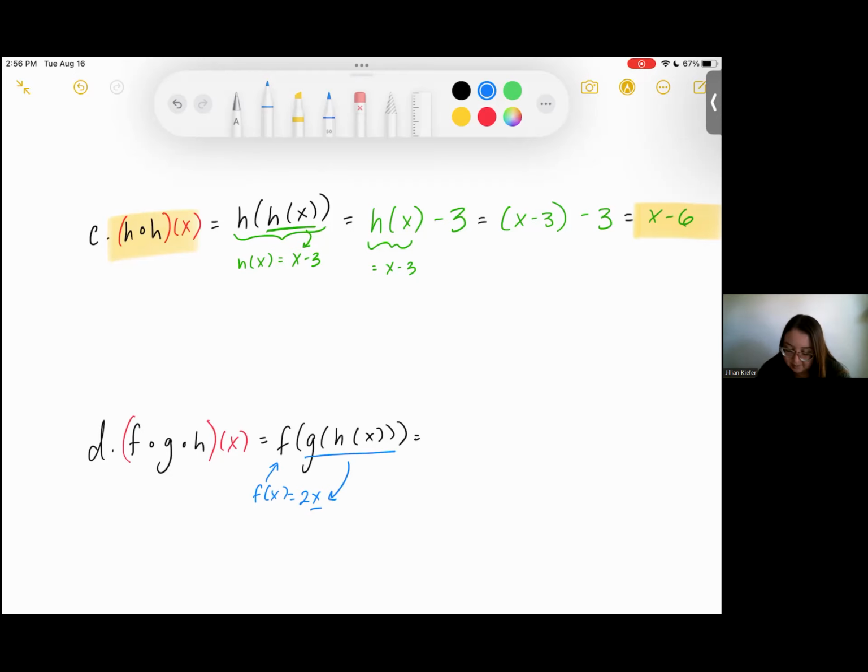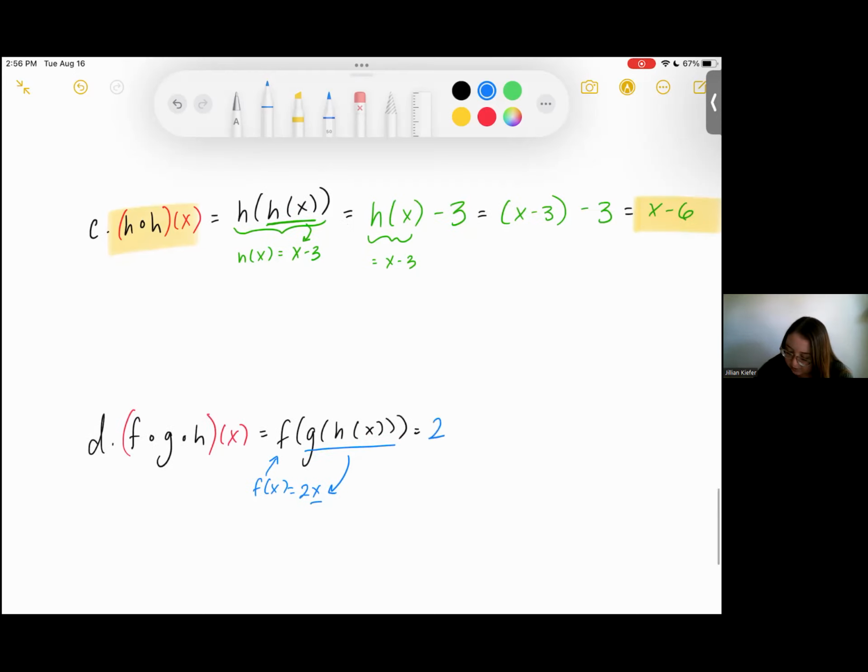So that's what's happening here. So we're going to have 2 times g of h of x. So we saw that double replacement there. So we now have 2 times whatever g of h of x is going to be. So now we want to go to the next one, the next function being g. So g in this case, g of x is the square root of x.